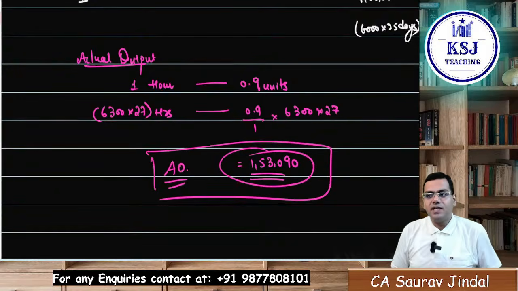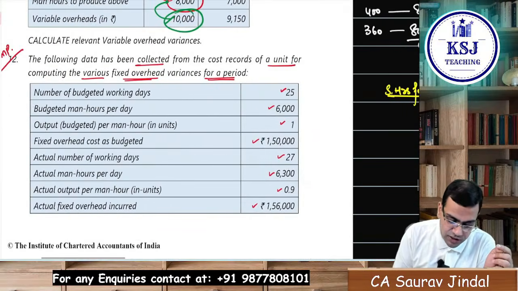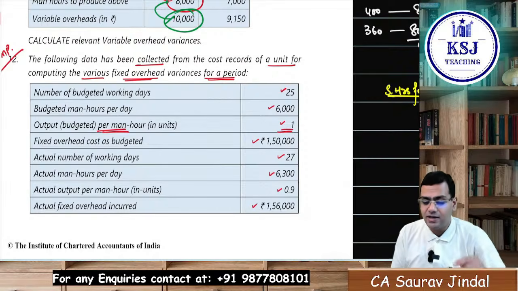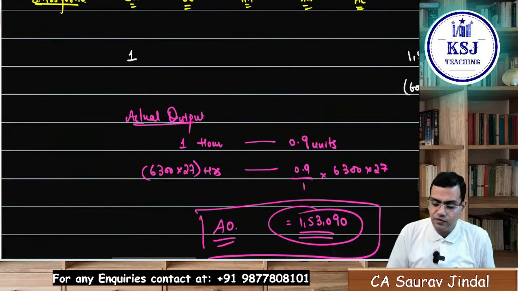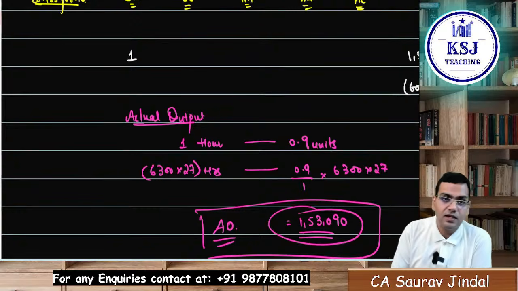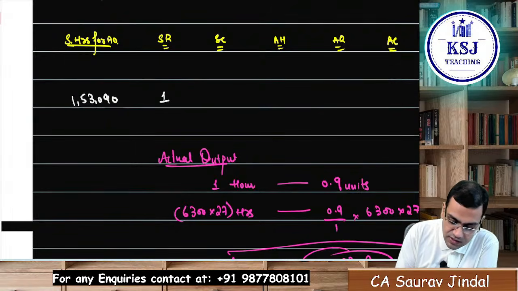Now, what is the standard hour for this actual output? It is given in the question that the standard hour for 1 unit is 1 hour. So for 1,53,090 units, how many standard hours will there be? 1,53,090. So this is the important calculation in this question.